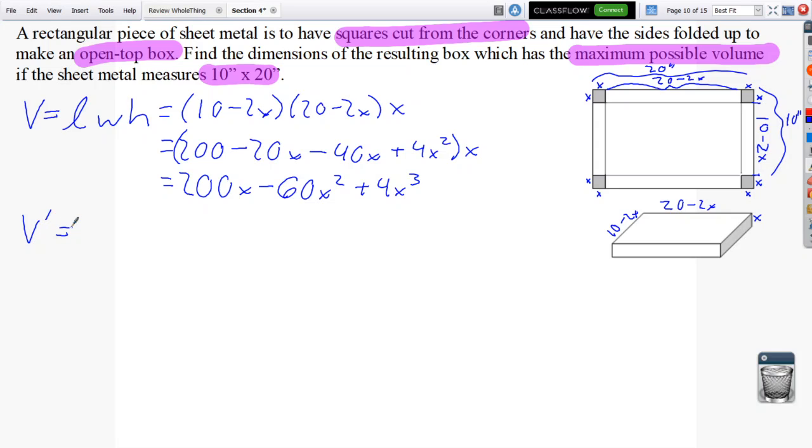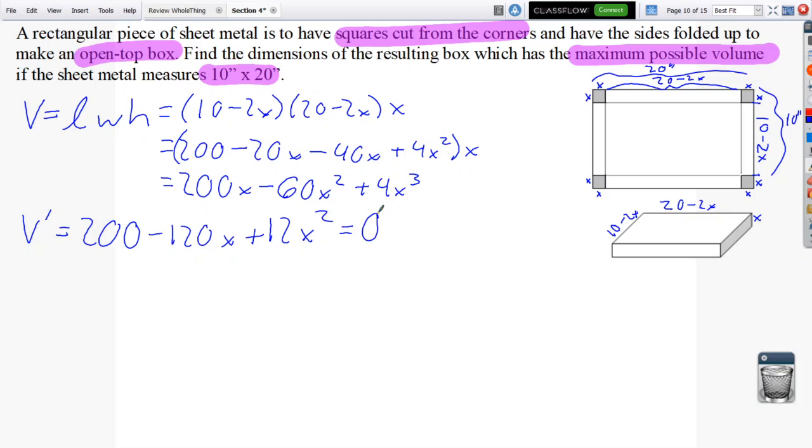So my V prime is going to be the derivative of this right here, which is going to be 200x differentiates to, oh, that's linear, so that differentiates to 200, minus power rule over here, bring the 2 down, we get 120x plus 12x squared. Now we need to set this equal to 0. We need to solve this equation.